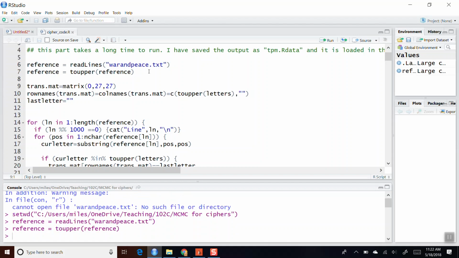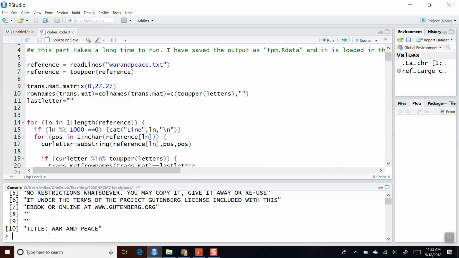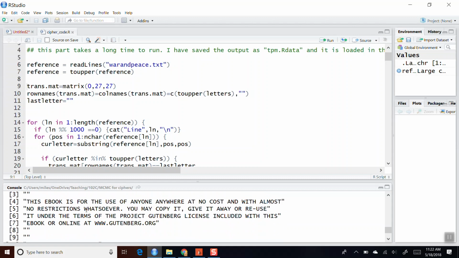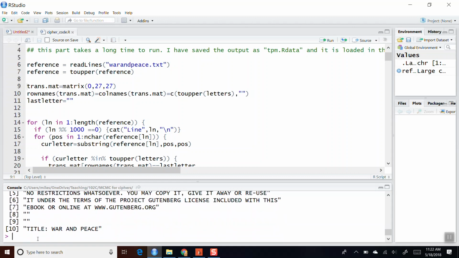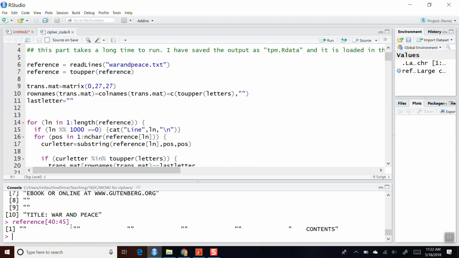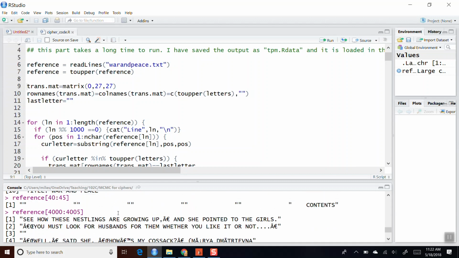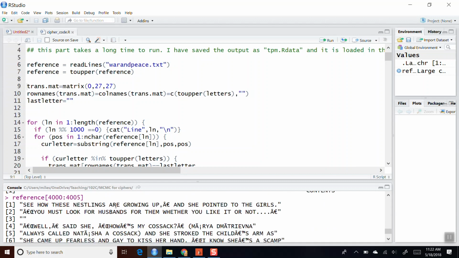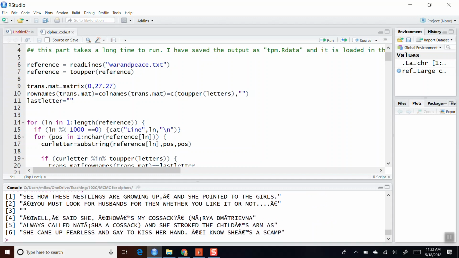Okay, so here we go, and if I reference the first 10 lines, this is the Project Gutenberg ebook of War and Peace by Leo Tolstoy. Let's get lines 4,000 to 4,005. Okay. Oh, there's a bunch of gibberish characters here. Okay. "See how these nestlings are growing up." And she pointed to the girls. "You must look for husbands for them, whether you like it or not."